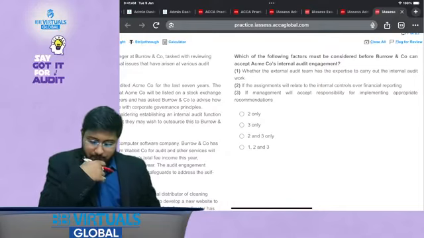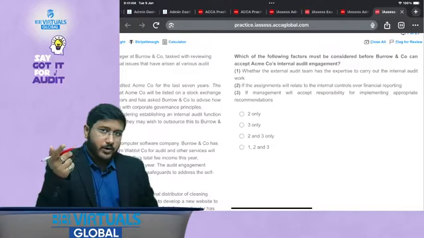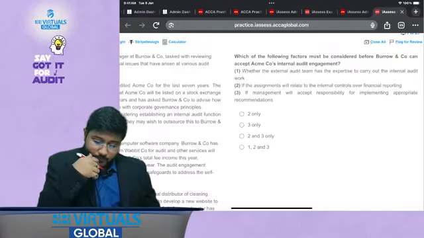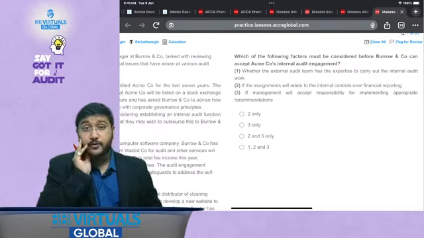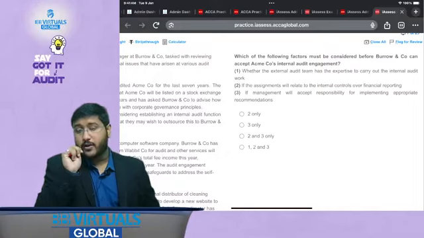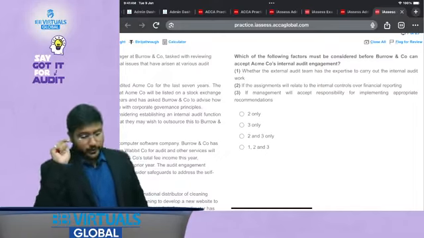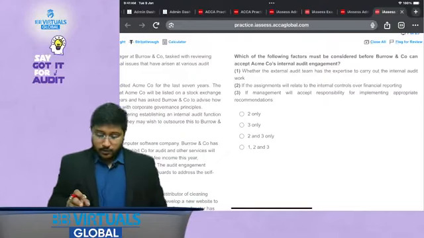Okay, but more importantly, there are other points also. So let's see which pointers are there, because one only is not the option. If the assignment relates to the internal controls over financial reporting, then it will create a conflict and the external auditor will not be able to accept the assignment of internal audit, right? So the assignments will relate to control over financial reporting.